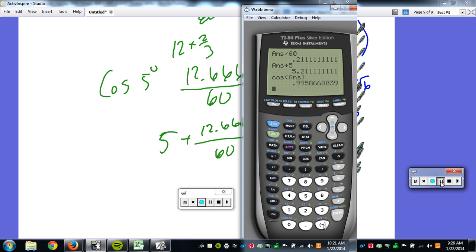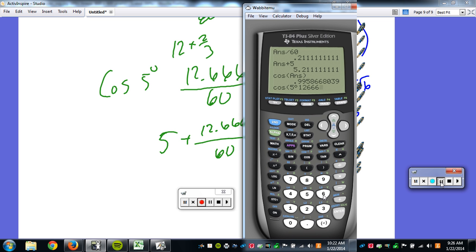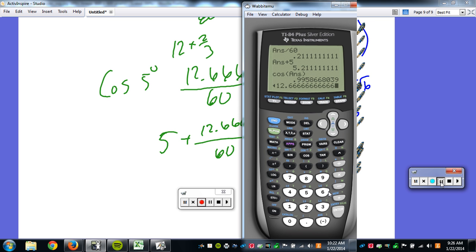Degree. Let me show you another way to do it. Okay, here we go. So I'm going to hit cosine 5. You guys see right above x, it says angle. So I go angle, degree, 12.6666666.